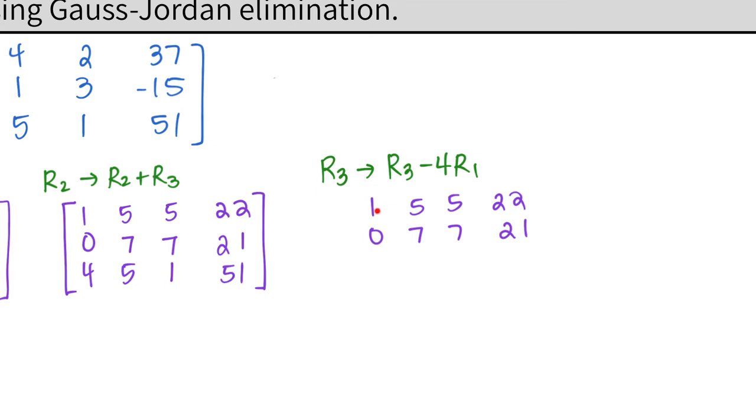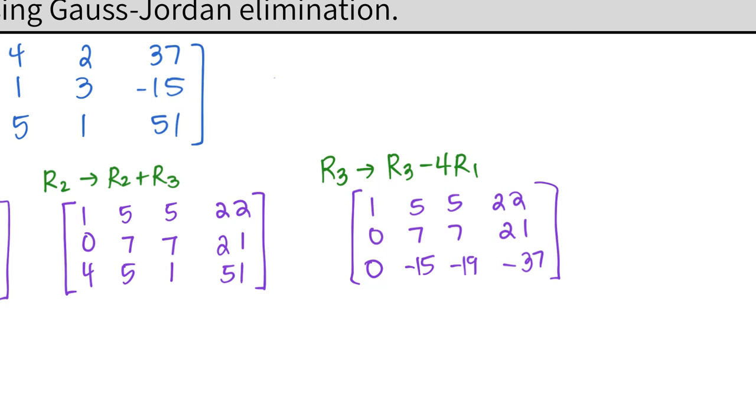1 times 4 is 4. 4 minus 4 is 0. 5 times 4 is 20. 15 minus 20 is -15. 5 times 4 is 20. 1 minus 20 gives me -19. And then 22 times 4 is 88. Okay, so 51 minus 88 is going to be -37. Okay, so I'm done with that first column.